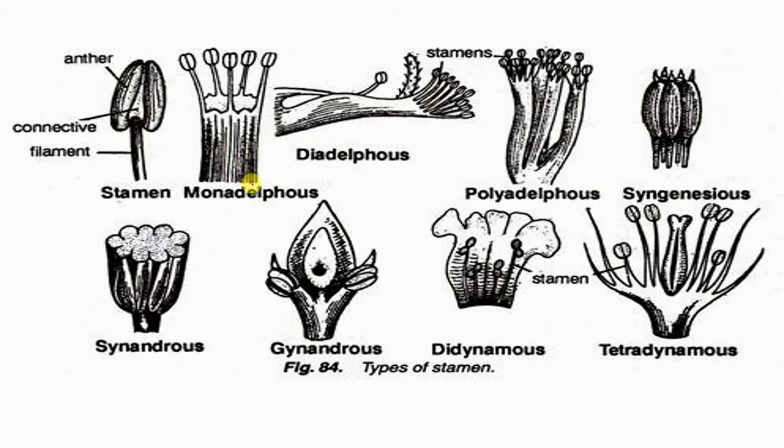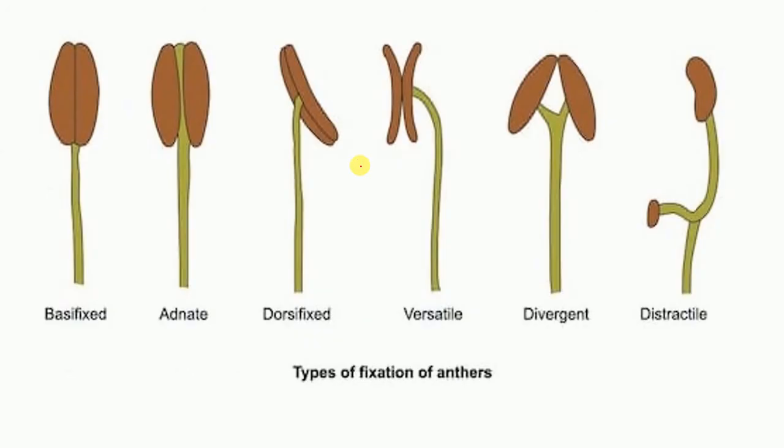On the basis of the filament, we have already looked at the types of anthers, like monodelphous and didelphous. We have already gone through this, although you can pause this video and check it. On the basis of attachment of the filament with the anther, we have already looked at various types. This is basifixed. Basi means basal part, fixed means fixation. At the basal part it is fixed, that's the reason it is basifixed. This is adnate, meaning the filament is attached on the middle side. And this is the dorsal side where the filament is attached, that's the reason it is dorsifixed, as well as versatile.